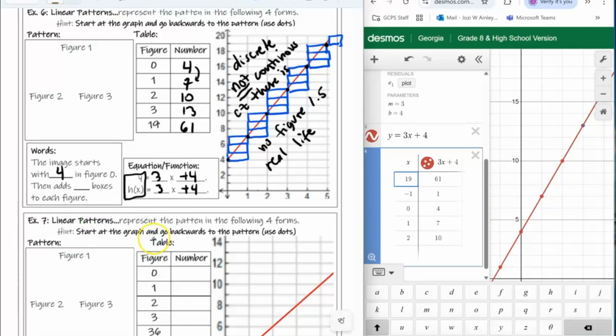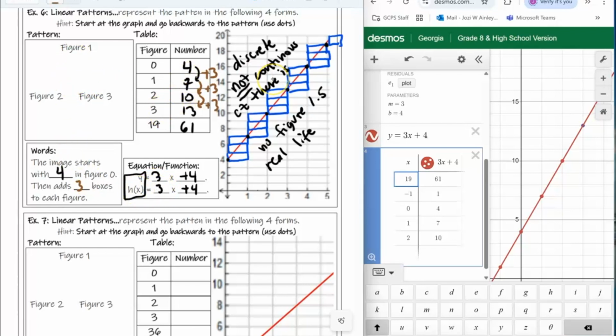Let me go ahead and change my color real quick. How do I go from 4 to 7? I add 3. From 7 to 10, I add 3. From 10 to 13, I add 3. And remember, we're not going from 13 to 61 because it has to be consecutive. So I am then adding 3 boxes. So if you look at your function, once again, I start my y-intercept with 4 and I add my slope 3. And then finally draw the figure.